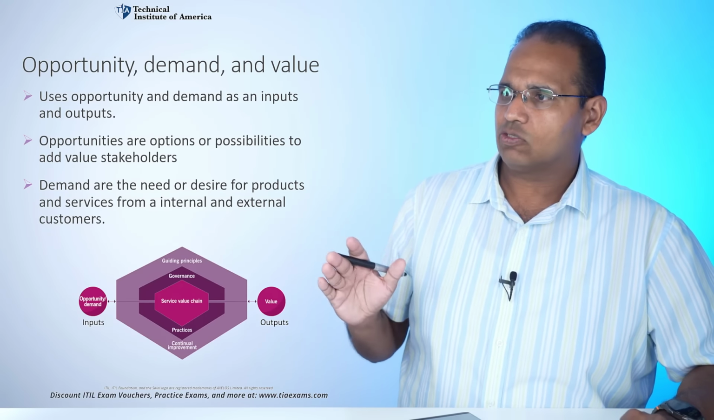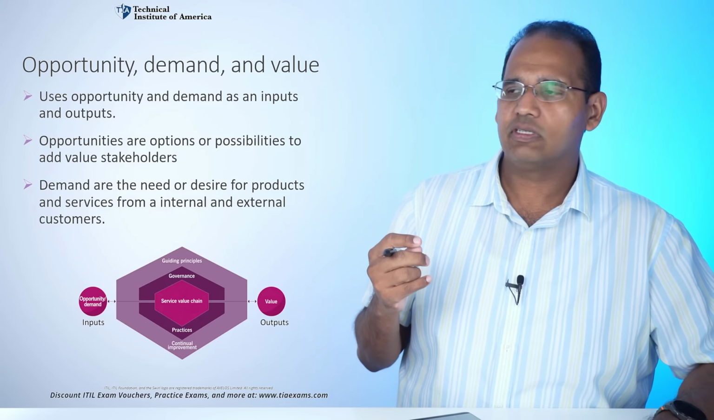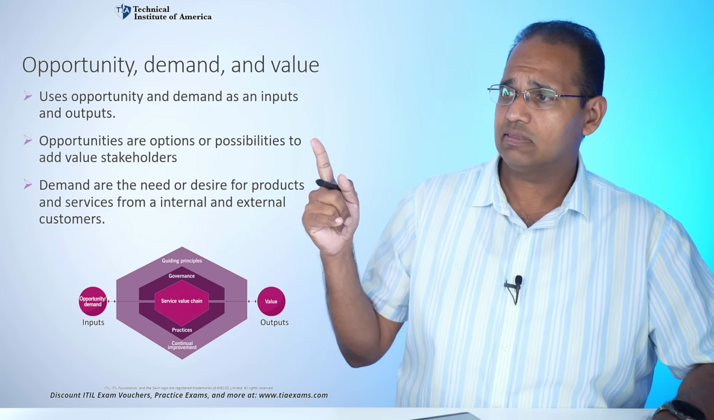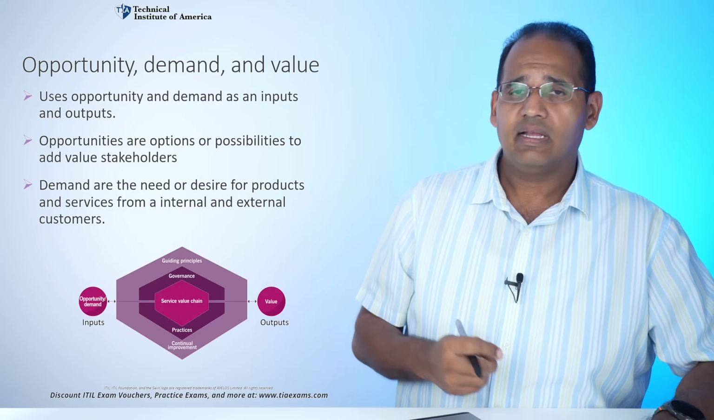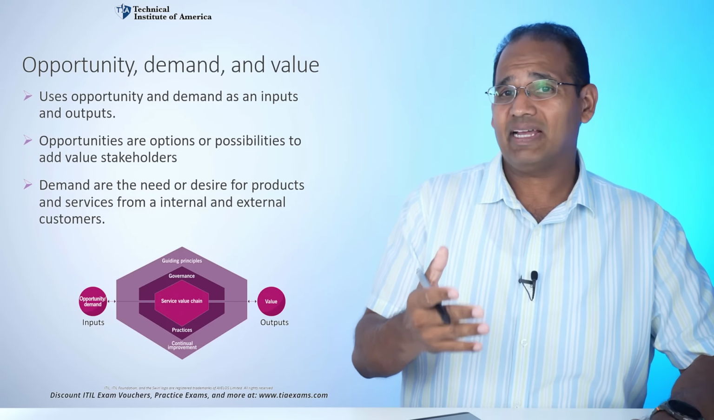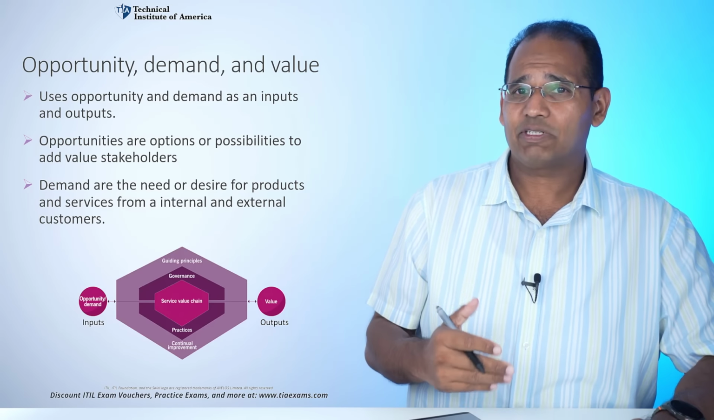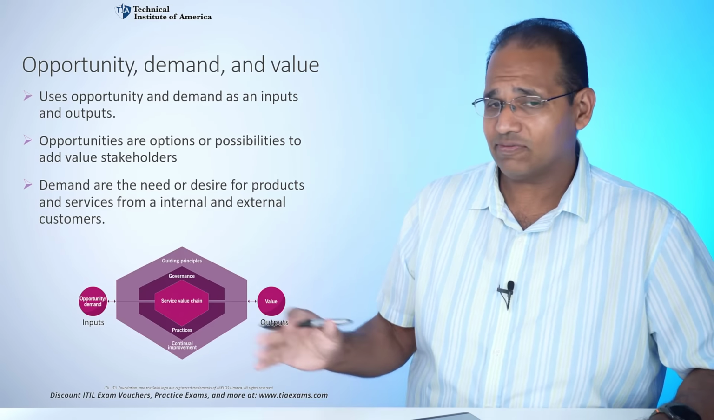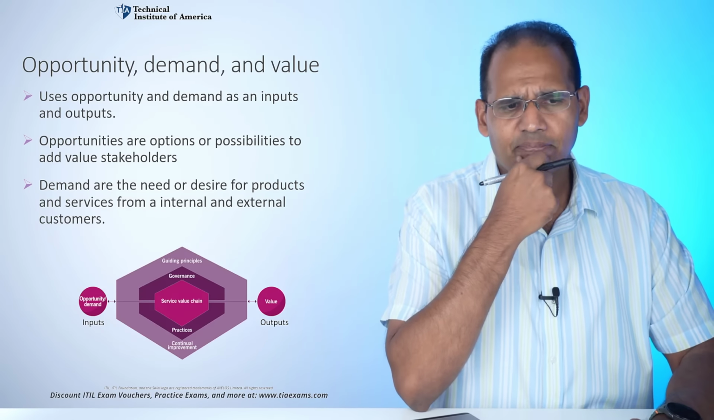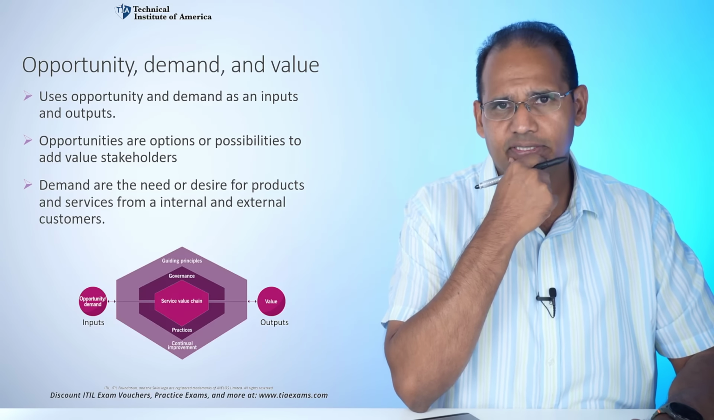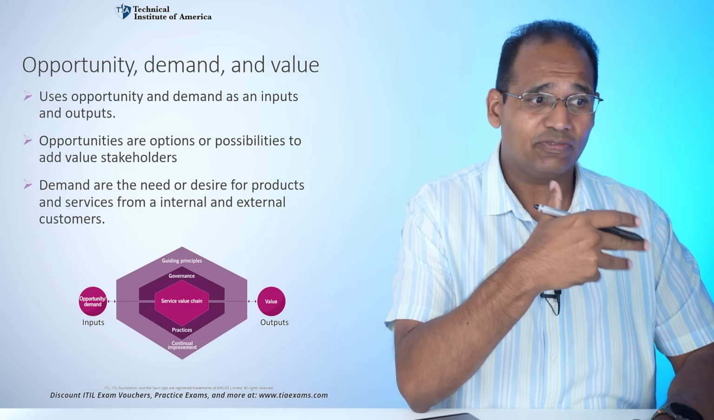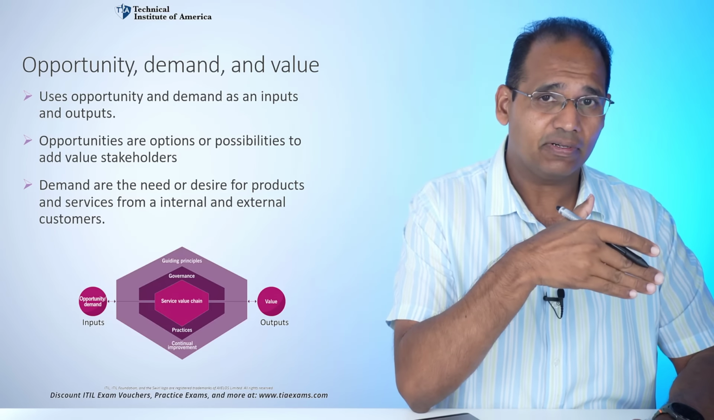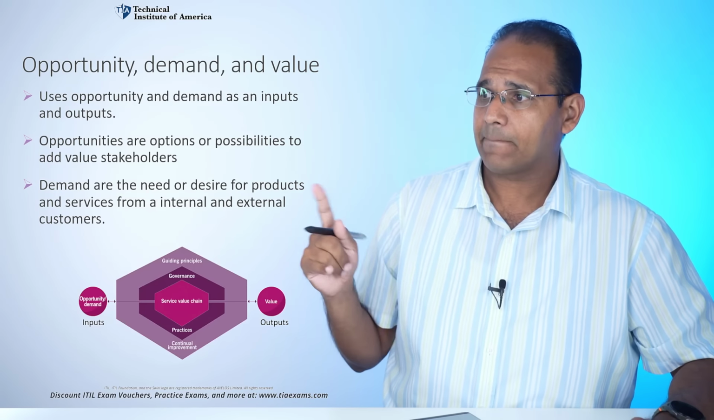Now, let's go over this here. What are opportunity, demand, and value? Well, opportunities and demands are inputs to this model. A demand is what your customer is asking for. An opportunity is something that they may not be asking for, but you look in the market and say, there's a big demand right now for AI services that we should be providing. There's a big opportunity. Nobody's asking us for it, or maybe they're starting to ask us for it. So we have to get into that.